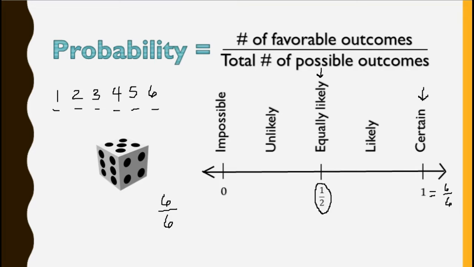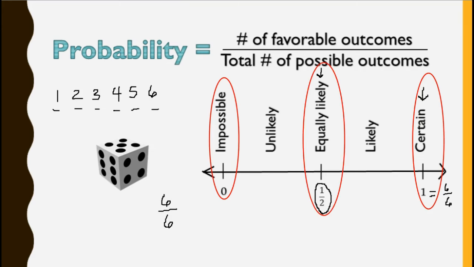So we know if there's no chance, it's impossible. If it's absolutely certain, that means there's no way it can't be. If it's half and half, it's equally likely. If it's less than half, then you're going to use this word, unlikely. If it's more than half, then you're going to use this word, likely. Those are the phrases that you're going to use when you're talking about probability. And I'm going to show you lots of examples.